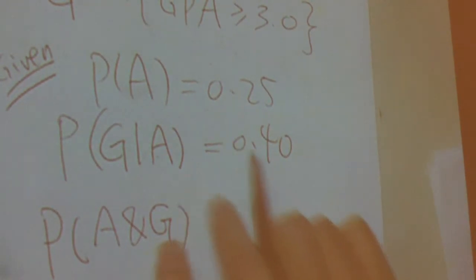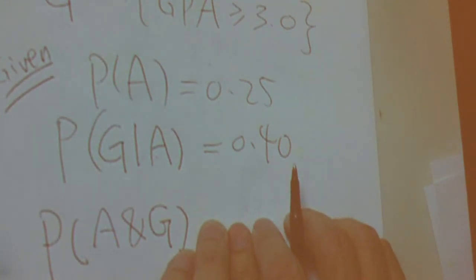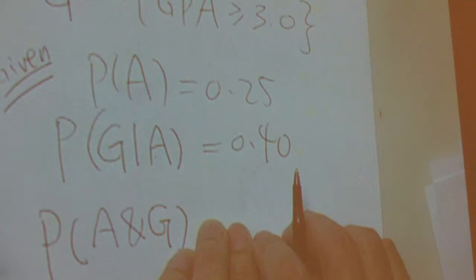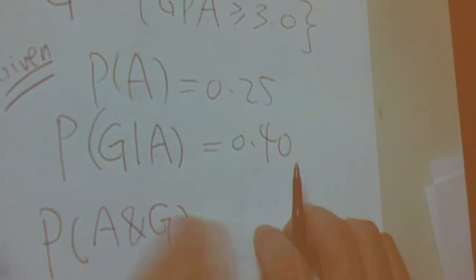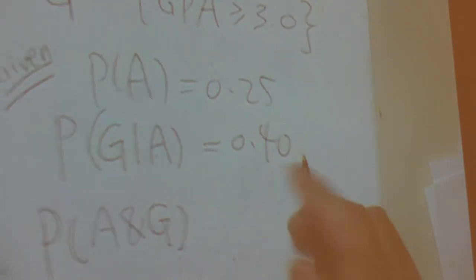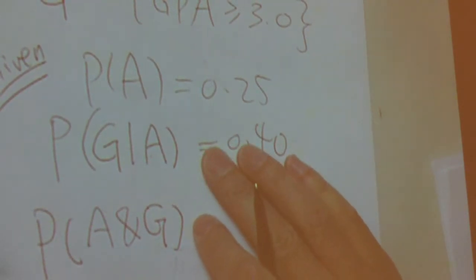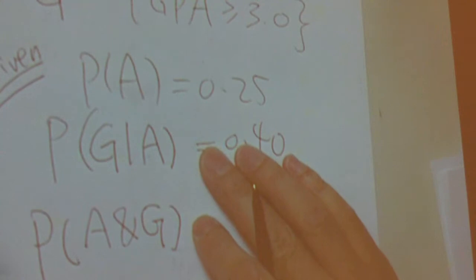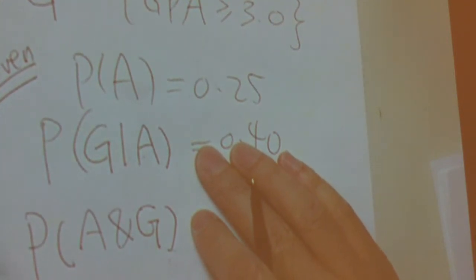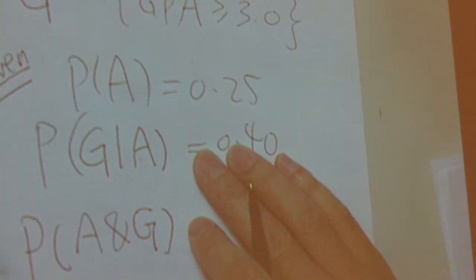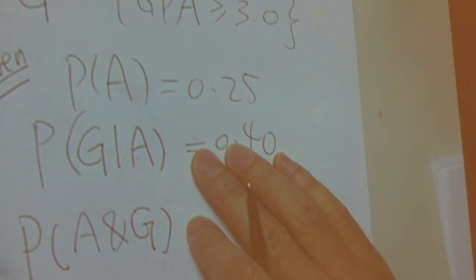Can you write down P of A times P of G here by using our simple multiplication formula, P of A times P of G? Can we do that? Yes or no? Can I write that? P of A times P of G. No. No. You're right. Say no. Why not? Not independent. Perfect. That's a good answer. They're not independent.